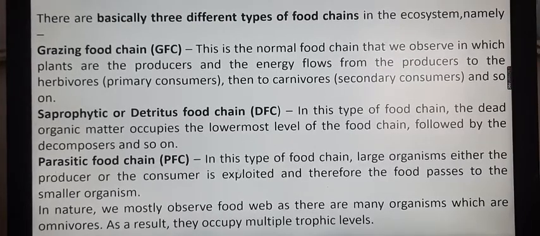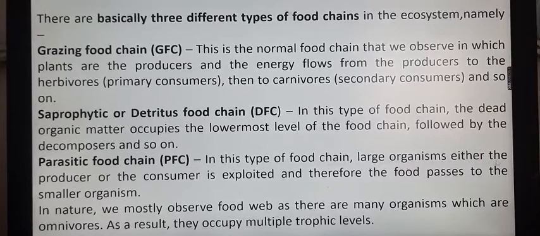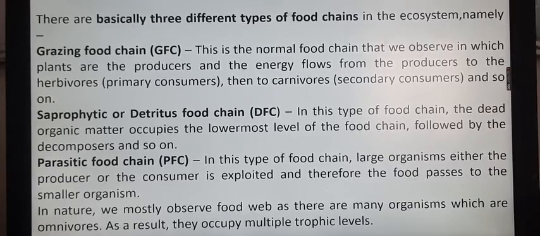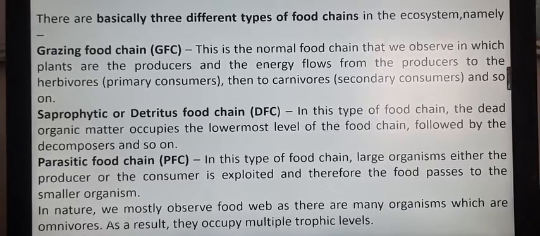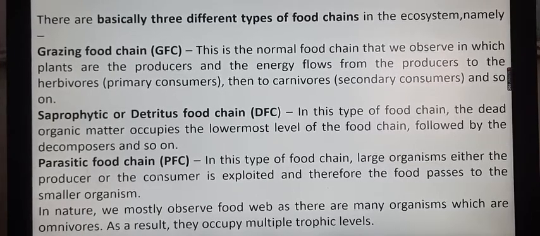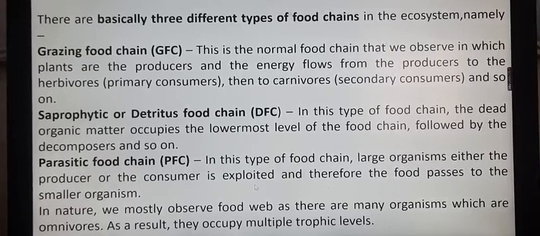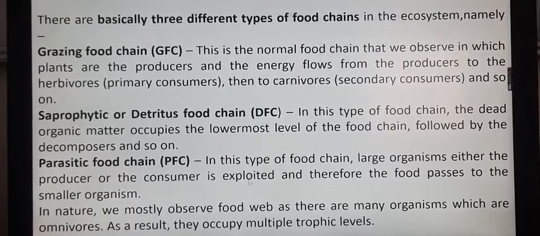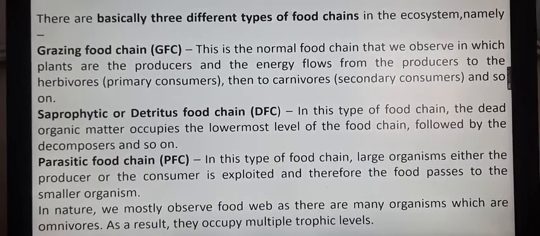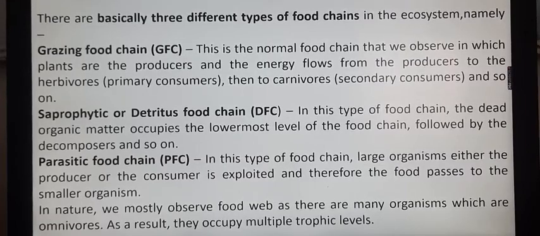Then parasitic food chain. In this type of food chain, large organisms, either the producers or consumers, are exploited, and therefore the food passes to the smaller organisms. So in nature, we mostly observe food web, as there are many organisms which are omnivores. As a result, they occupy multiple trophic levels. Means in nature, these food chains are incorporated into food web. So in nature, many food chains are present, and these food chains are interrelated to one another. So mostly we are observing food web.